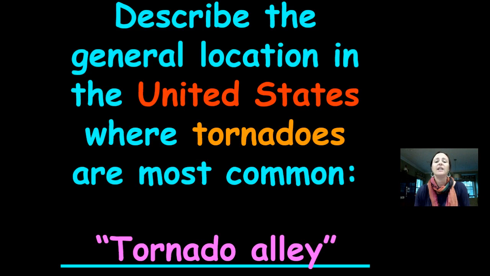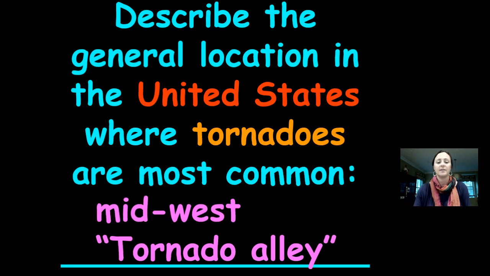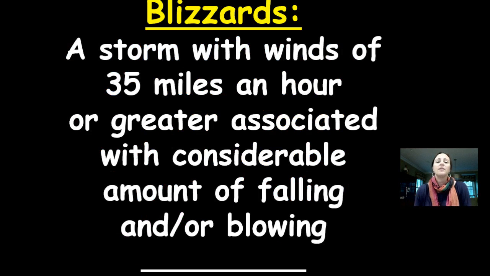The general location in the United States where tornadoes occur is called Tornado Alley, over Kansas, in the Midwest of the United States. It's where the continental polar meets the maritime tropical. We get a lot of tornadoes hitting there because of all the disturbance between those two boundaries. Now, the one other storm that we are more familiar with is blizzards.